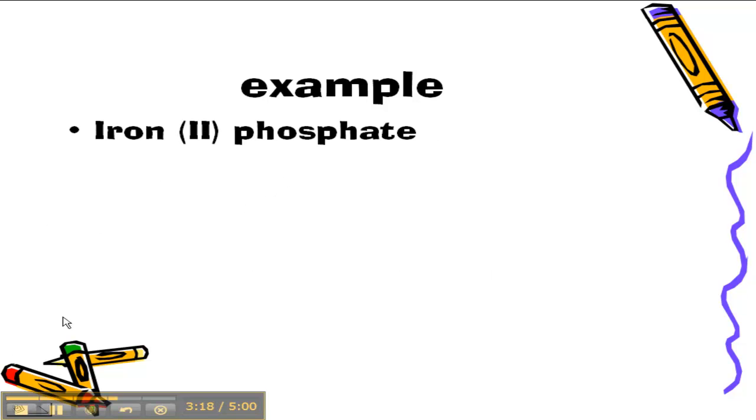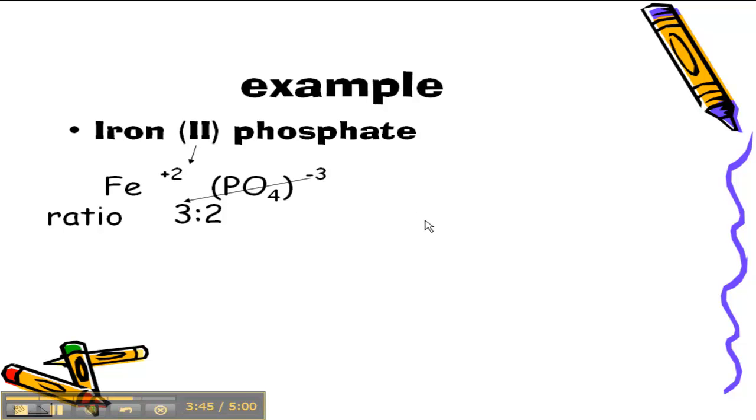Iron(II) phosphate. Now iron is a transition metal, so we can't tell its charge just by looking at the periodic table. So what they do is they tell us in the name. This Roman numeral 2 tells me that I have a +2 charge. Now phosphate, A-T-E, means it came from my orange sheet. That's PO4 with a -3 charge. So my ratio, I'm going to flip those. I'm going to get 3 to 2. There's the 3, there's the 2. So my formula becomes Fe3(PO4)2.